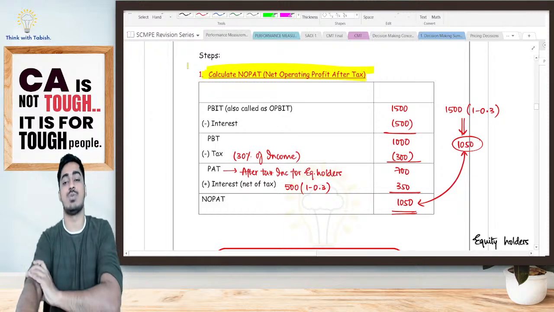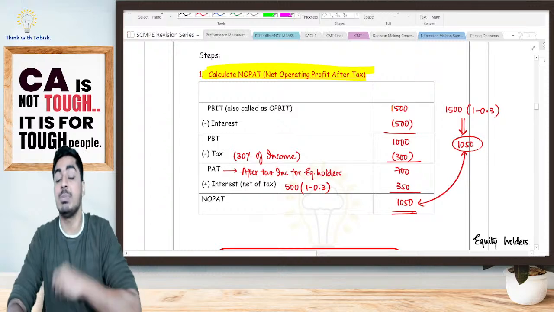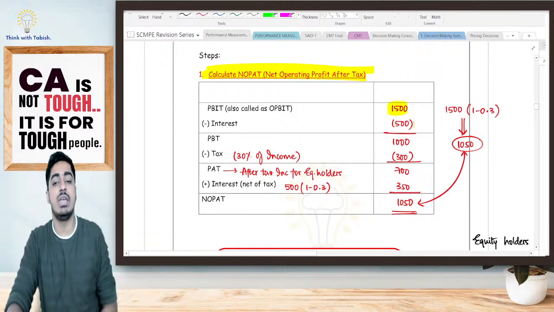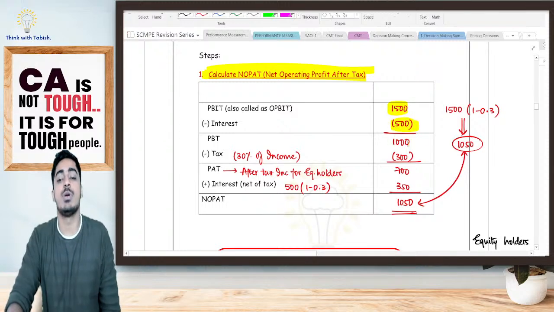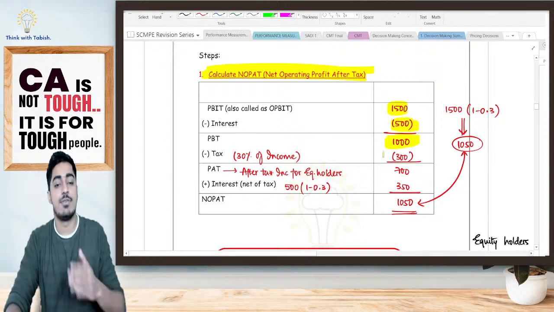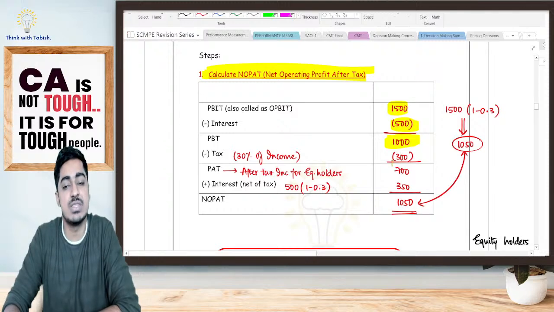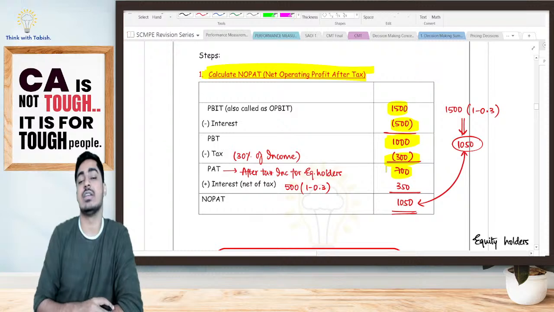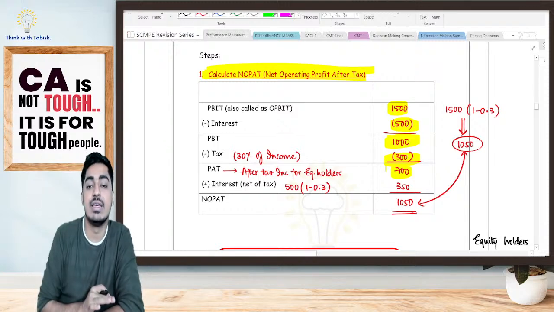Now look at this, students. One simple number I am telling. Suppose my profit before interest and tax is 1500. In that I have paid interest of 500 rupees. So I have got my profit before tax of 1000 rupees. From that I am paying a tax of, say, 30%, which is 300. So my profit after tax is 700 rupees. Is it clear, everyone?